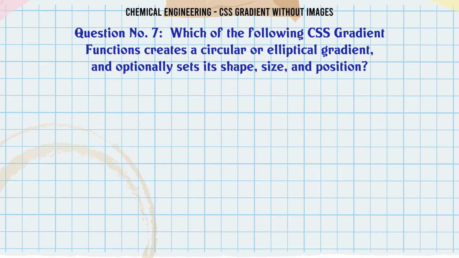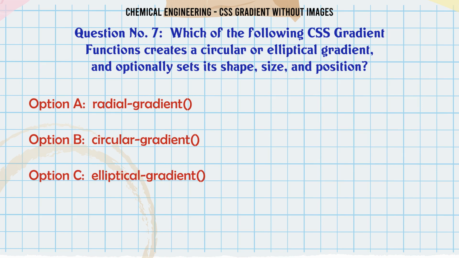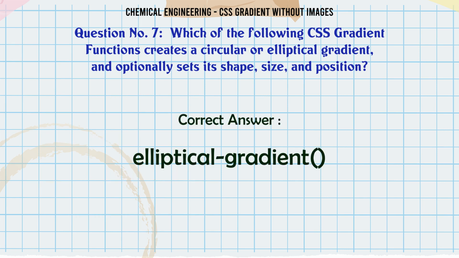Which of the following CSS gradient functions creates a circular or elliptical gradient and optionally sets its shape, size, and position? A. Radial gradient. B. Circular gradient. C. Elliptical gradient. D. None of the mentioned. The correct answer is elliptical gradient.